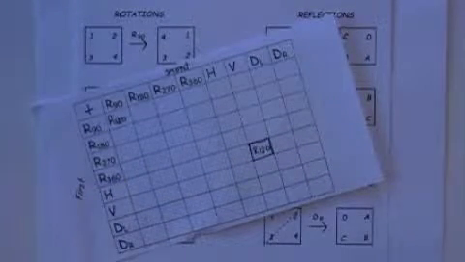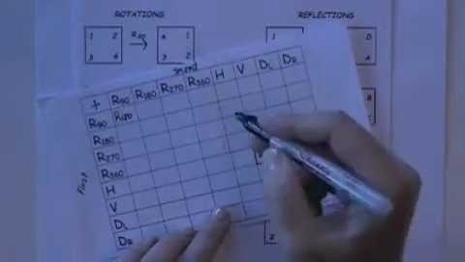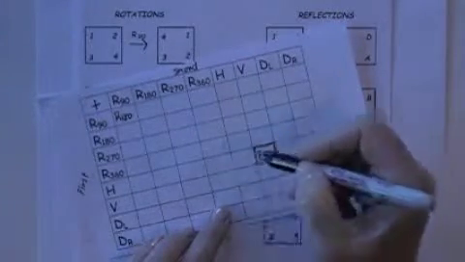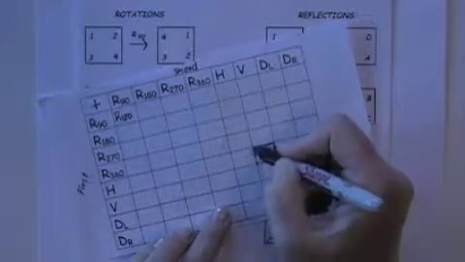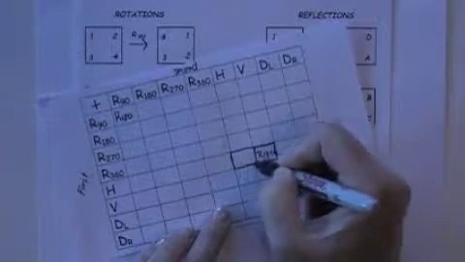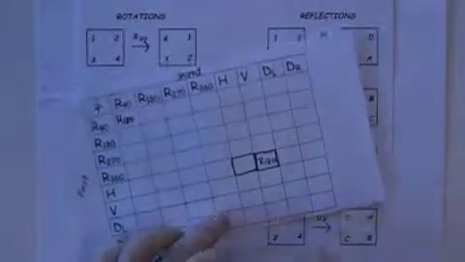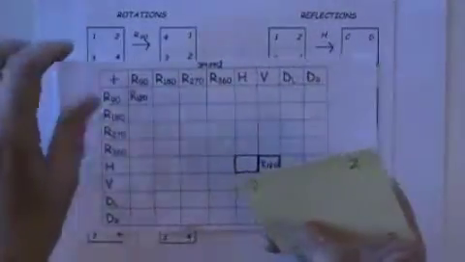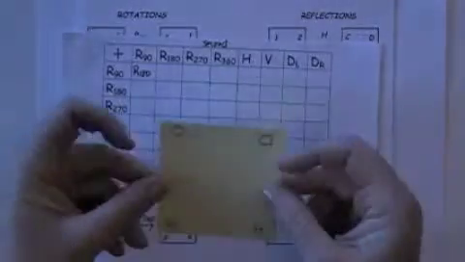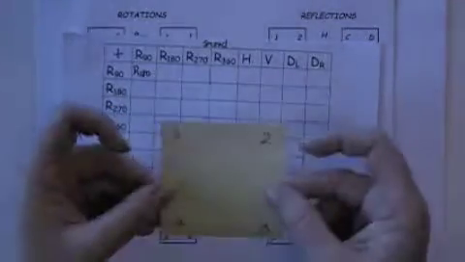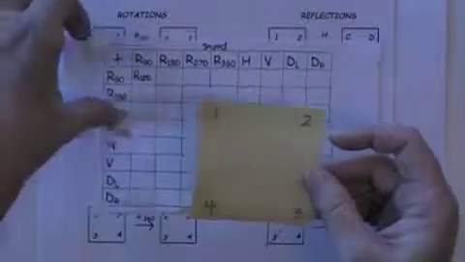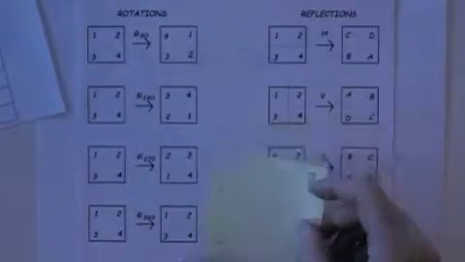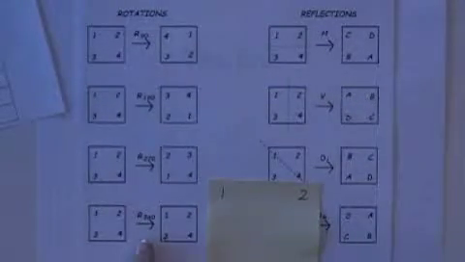I'll try another one. How about, let's see, a horizontal flip followed by another horizontal flip. Get your Post-it note. Go back to your starting position. We'll do a horizontal flip followed by another horizontal flip. And what you noticed is you're back to where you started, which is the R360.